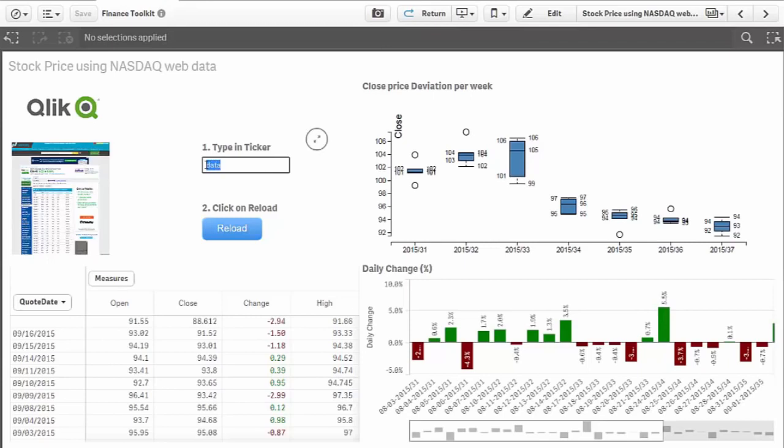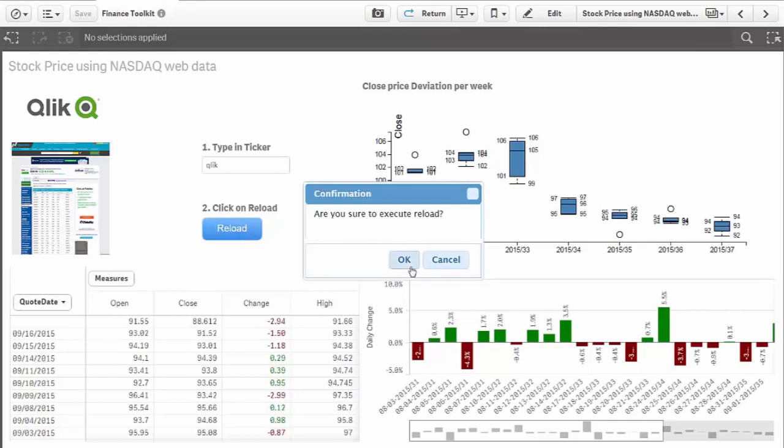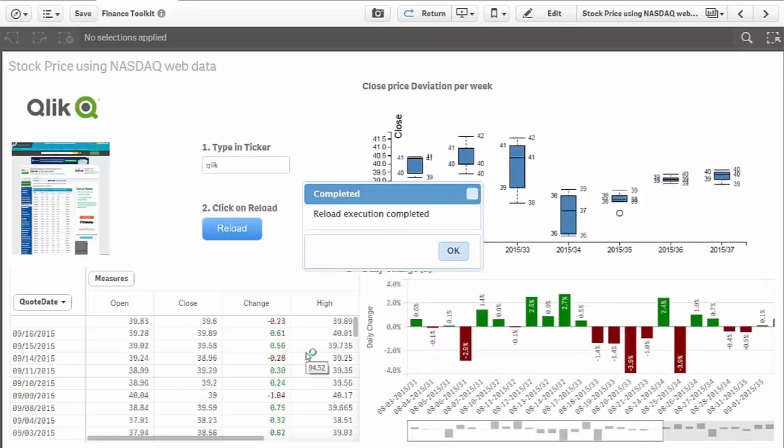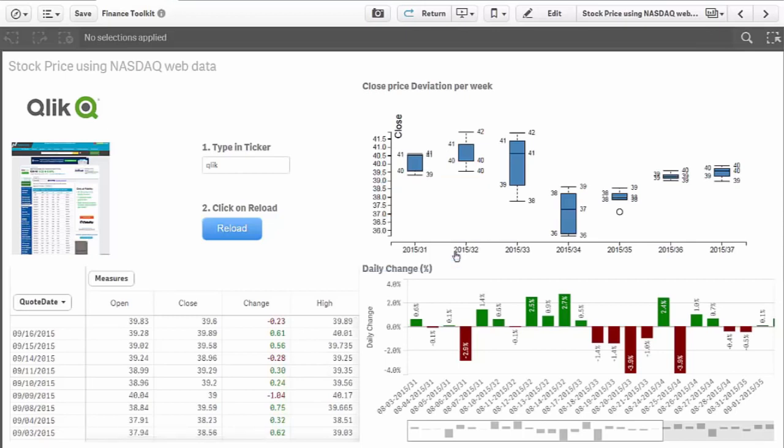I can go in here and capture Qlik, hit the reload button, and what's happening now is it is going out to the NASDAQ website. It's capturing the table, and in fact, it took a little bit longer than normal because I'm actually reloading a couple other data sets into the same application. So I see the Qlik stock price over the last few weeks.